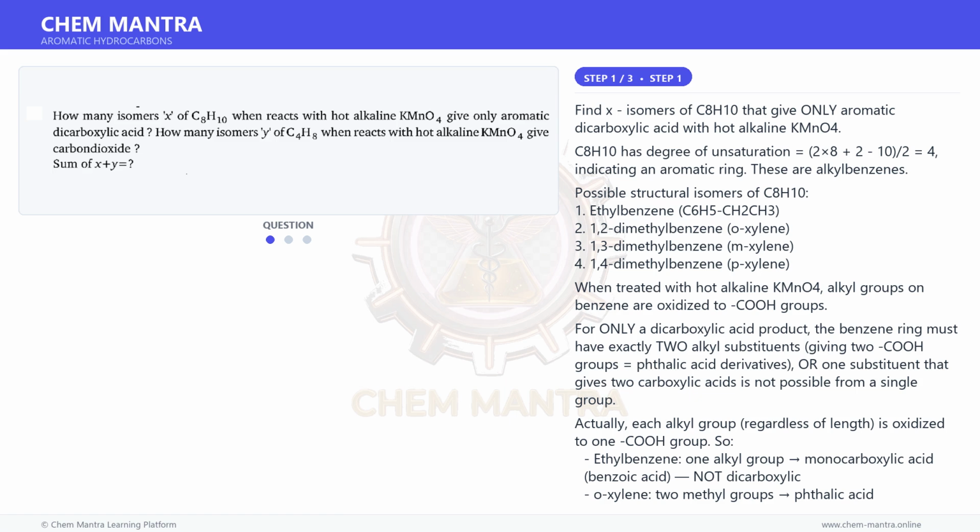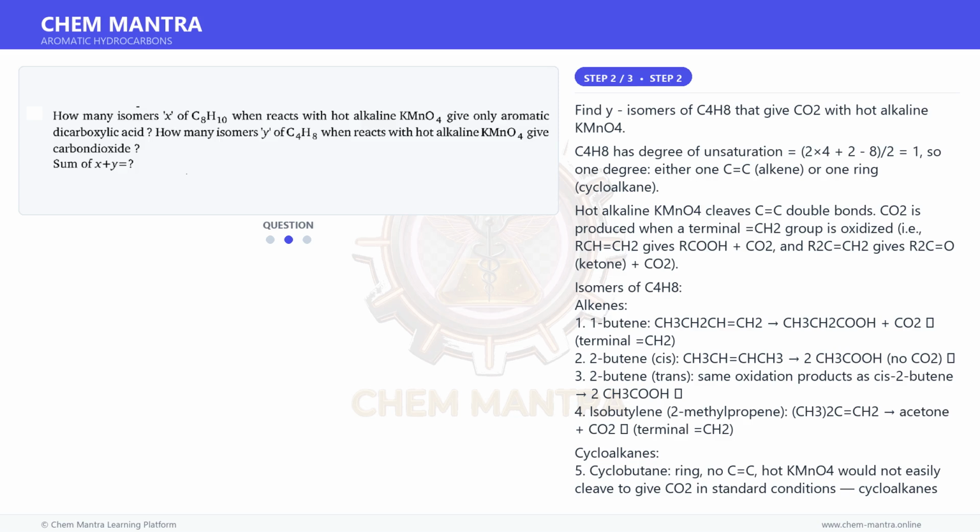o-Xylene, 2 methyl groups, gives phthalic acid, dicarboxylic. m-Xylene, 2 methyl groups, gives isophthalic acid, dicarboxylic. p-Xylene, 2 methyl groups, gives terephthalic acid, dicarboxylic. So X equals 3 isomers of C8H10 give only aromatic dicarboxylic acid.